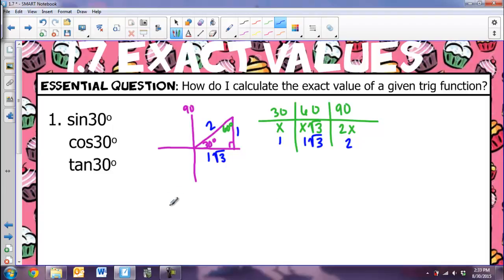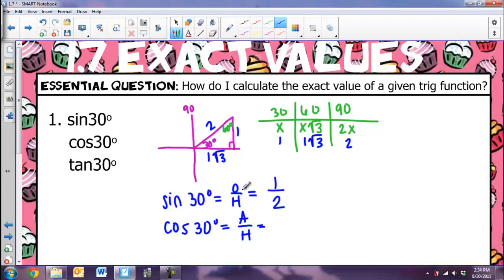Now if I'm finding those trig values, sine of 30 degrees would be your SOHCAHTOA, so you would have opposite over hypotenuse. The opposite of 30 is 1, over the hypotenuse, which is 2. Your cosine of 30, same deal, is adjacent over hypotenuse. My adjacent right here to the 30-degree angle, remember we're dealing with that angle, is root 3 over 2.